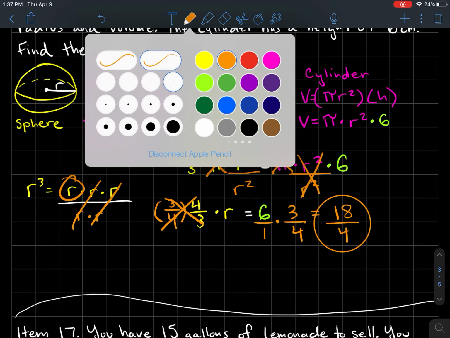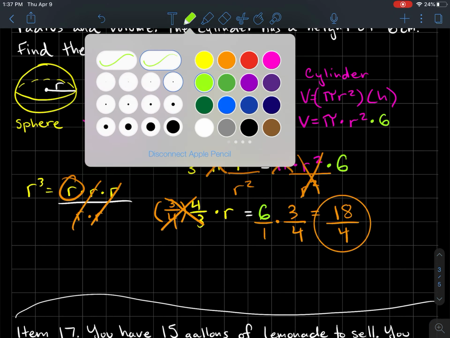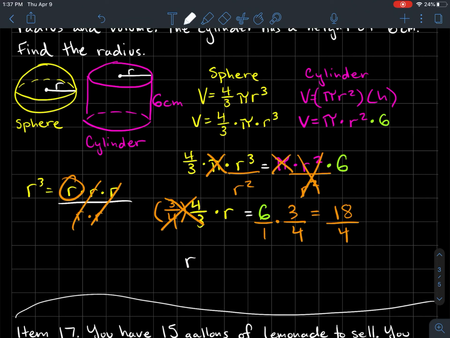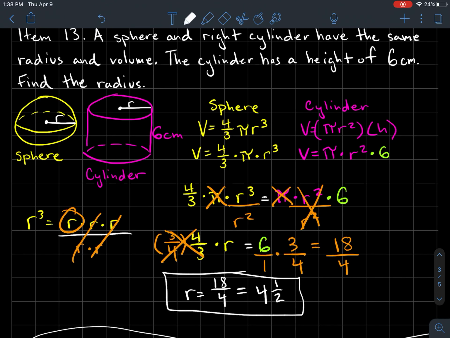But let's go ahead and simplify that. So my radius, sorry, it's in yellow. Actually, we're going to do it in white. My radius is 18/4. And I can simplify by dividing 18 by 4. 4 can go into 18 4 times, right? With 2 remaining over 4. And we can reduce this down to just 1/2. So the radius of both the sphere and the cylinder is 4 1/2.